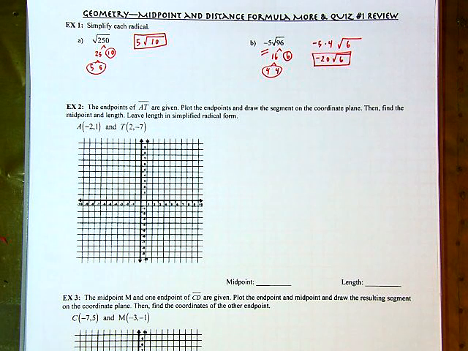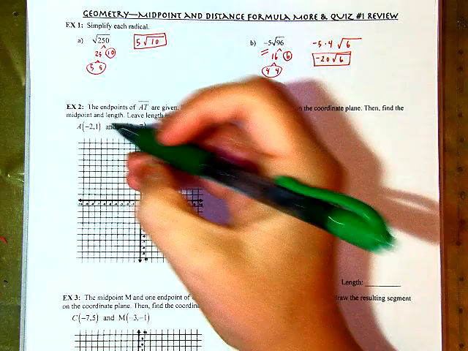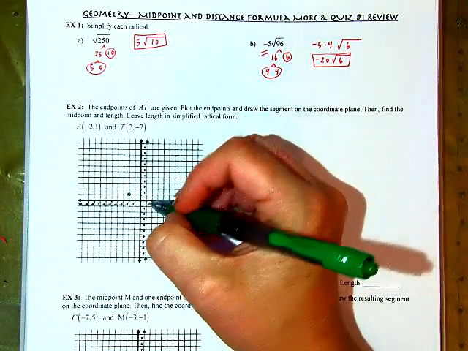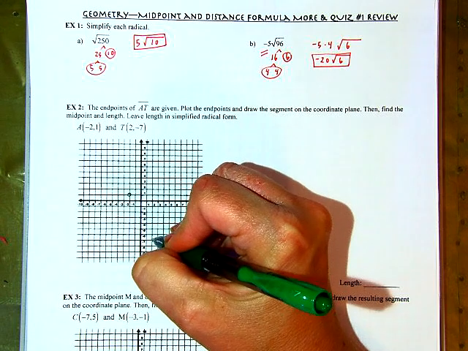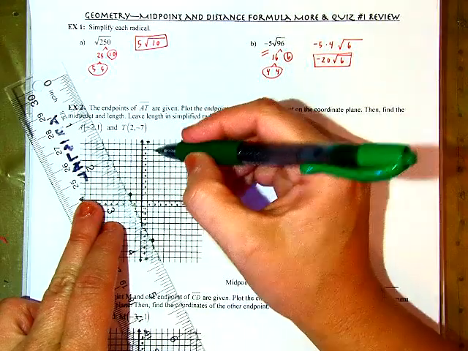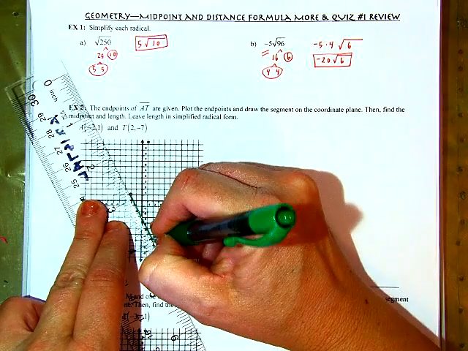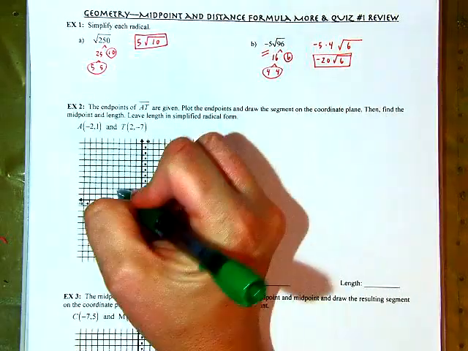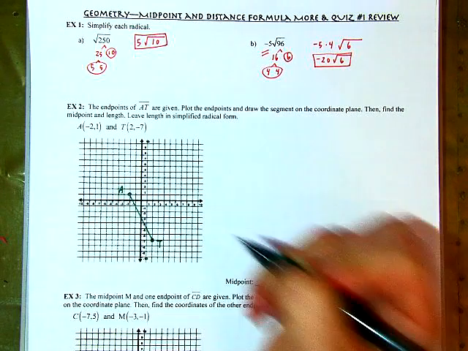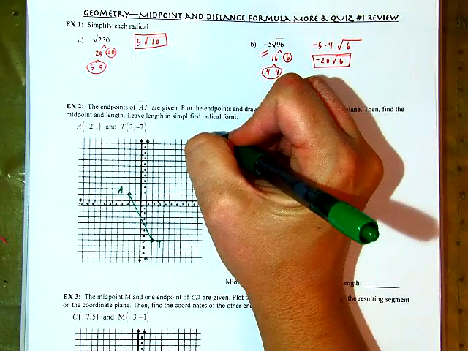Okay, so I'm going to need a straight edge here as well because I want to connect my dots. A is -2, 1, so -2, 1 right here. And B is 2, -7 right here. Okay, I'm going to connect my dots, so here to here. And I'm going to label my endpoints. Here is A, and here is T. All right, so when I do the midpoint, I'll do that first.